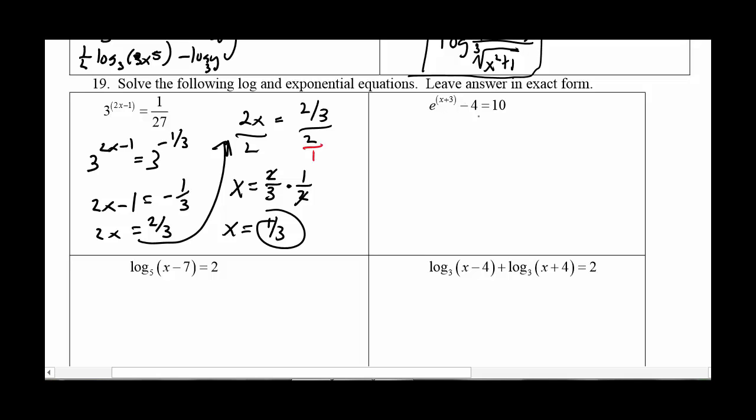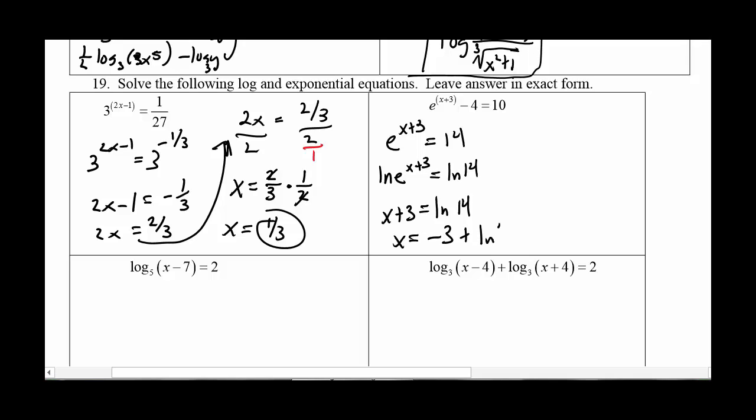Okay, next problem, I'm going to bring the 4 over. So e to the x plus 3 equals 14. Then I will take the ln of both sides. That's actually a property on the left. That leaves us with x plus 3 equals ln of 14, and so then I just want to subtract off the 3.